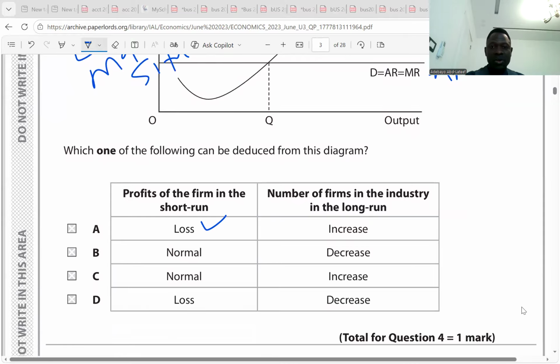No, they would rather reduce, because a loss-making situation would make firms exit the market. So it's not A. Firms will make normal profit? They're not making normal profit. It's a loss-making situation. The numbers of firms will decrease. Yes, the numbers of firms will decrease. But it's not B because one of the options is wrong.